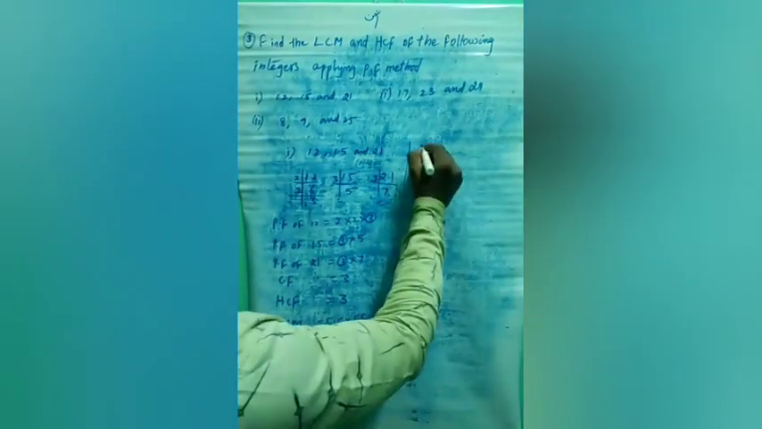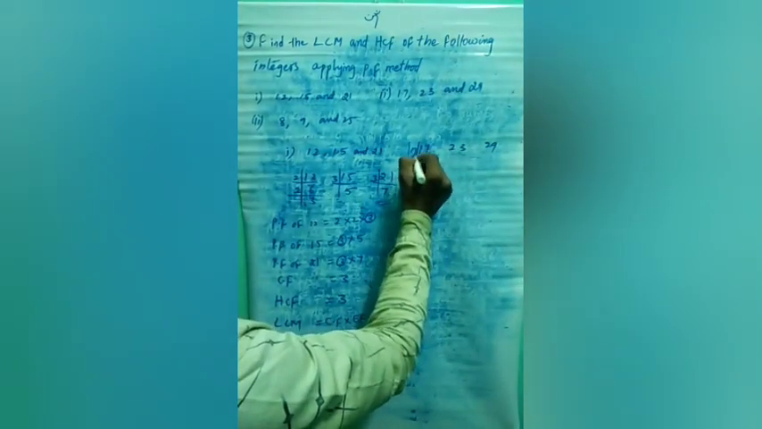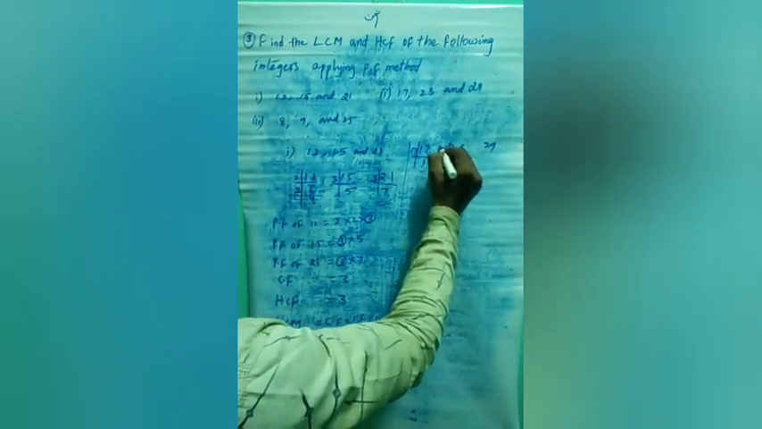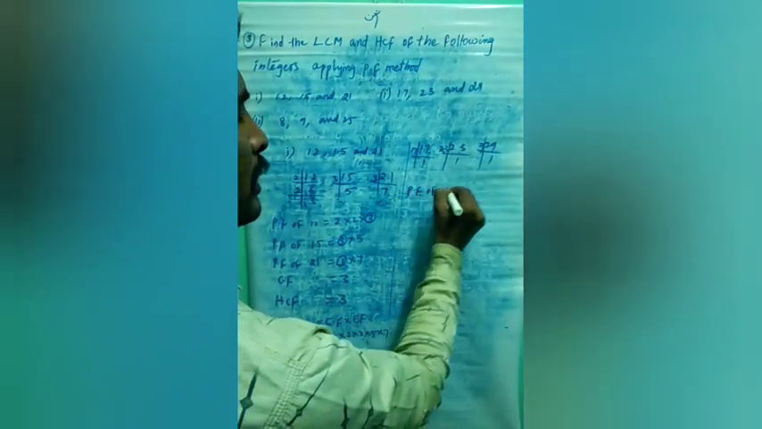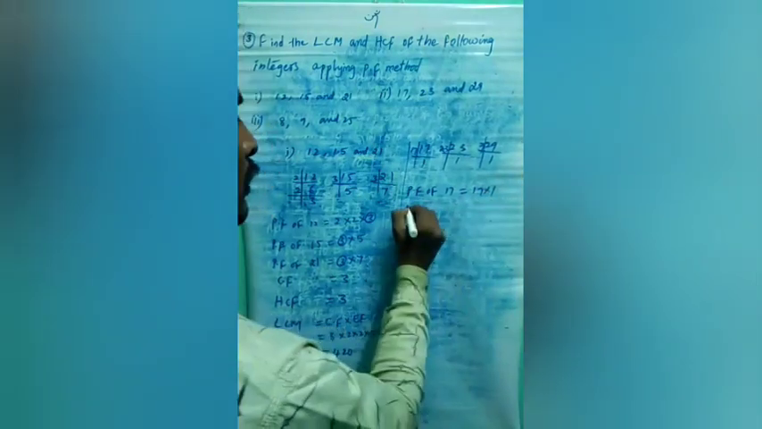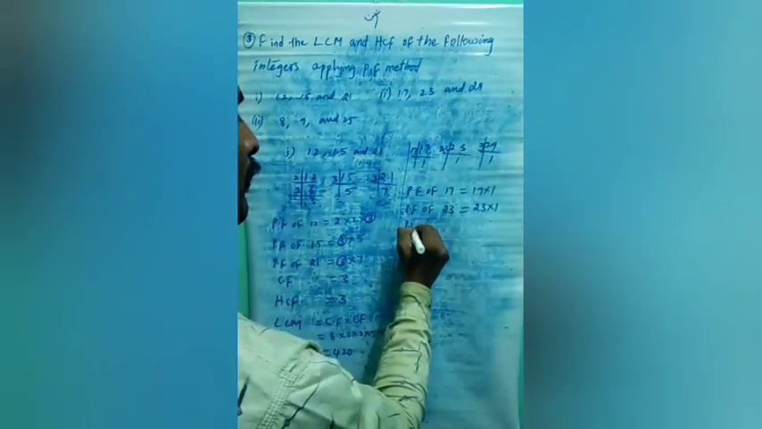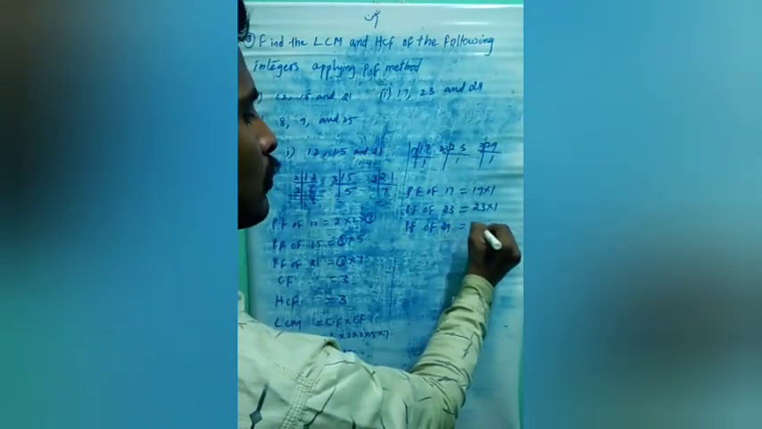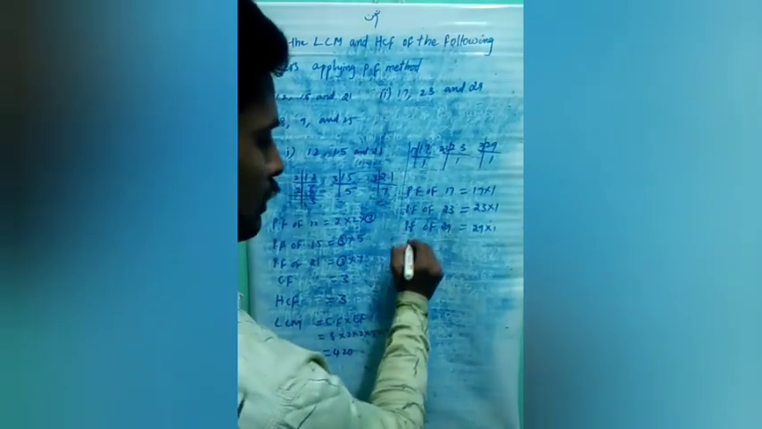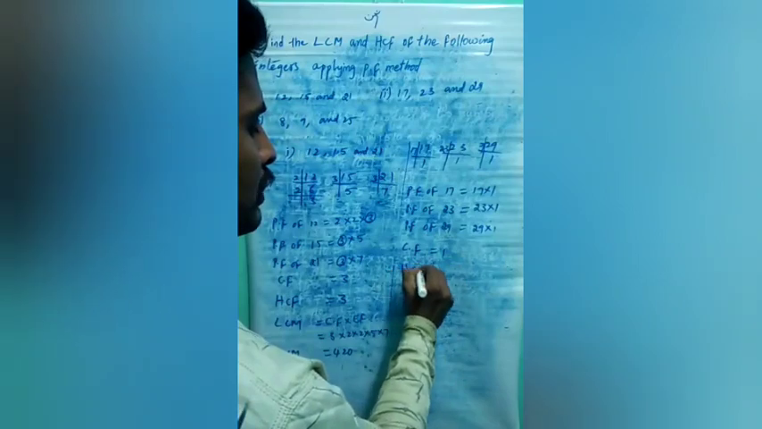Similarly, 17, 23 and 29. But here we are directly taking because all three are prime numbers. So prime factors of 17 is equal to 17 into 1. Prime factors of 23 is equal to 23 into 1. Prime factorization of 29 is equal to 29 into 1. So there is no common factor, but 1 is the common factor of the numbers. So common factor is equal to 1. HCF of 17, 23 and 29 is 1.